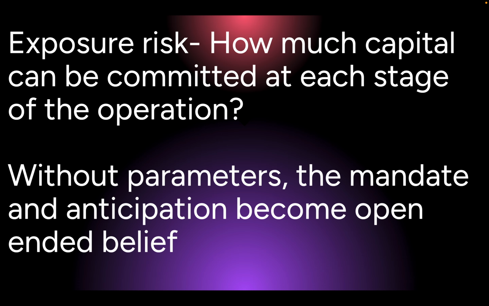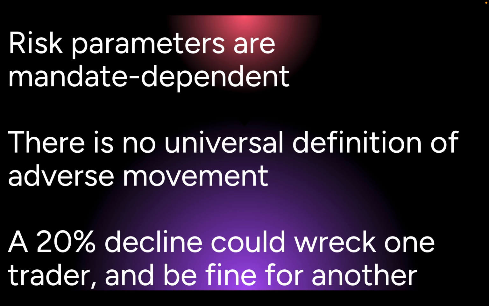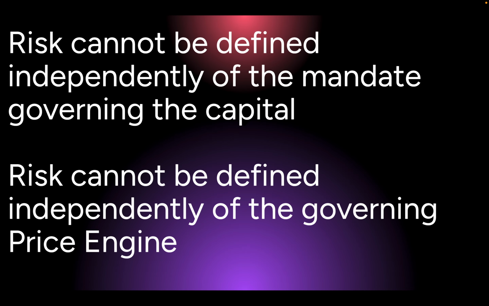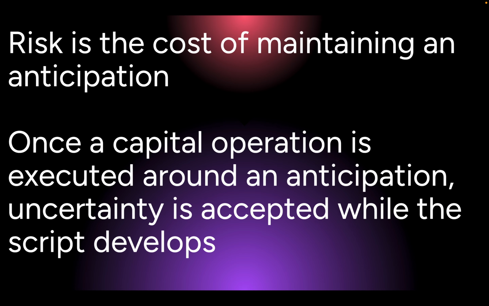So without these parameters, the mandate and anticipation ultimately becomes belief, right? More specifically, open-ended belief. Risk parameters are mandate dependent. There is no universal definition of an adverse movement. For example, a 20% decline could wreck someone and another person is fine, right? Risk cannot be defined independently of the mandate governing the capital. Risk cannot be defined independently of the governing price engine.